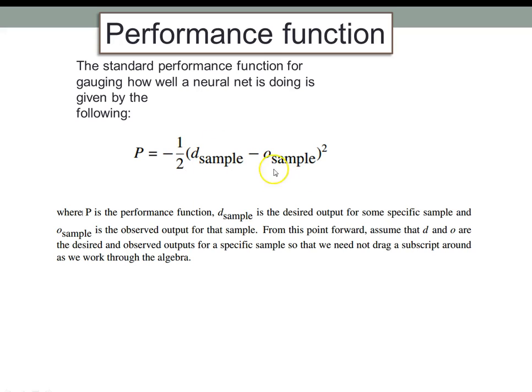So we're going to use this to determine how well we're doing, and then to determine how much to try to adjust the weights. If we're doing well, we don't want to adjust the weights much, but if we're not doing well, we want to adjust the weights more. So that's what we're going to do. This is called the performance function.